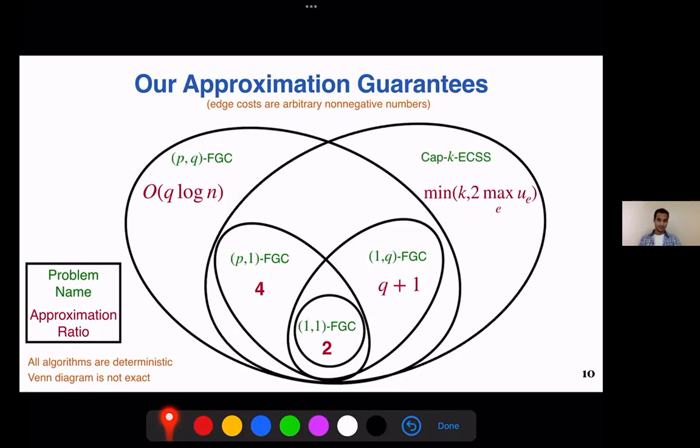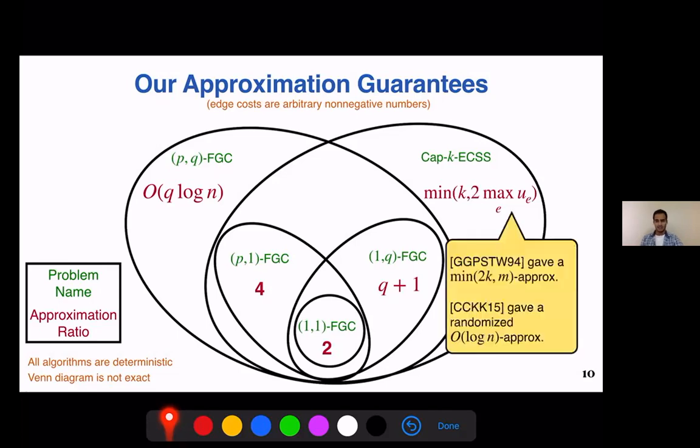Lastly, for the capacitated k-ECSS model, which generalizes these 3 models, we give an approximation algorithm whose ratio is the best of k, the connectivity parameter, and twice the maximum edge capacity. Here, there is some prior work on capacitated k-ECSS. Gomes et al., in their work, gave an approximation algorithm with ratio min of 2k and m. Observe that our algorithm has better dependence on k.